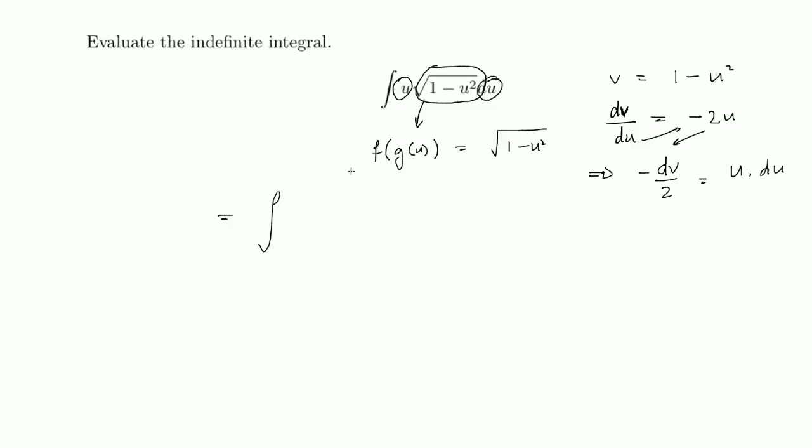We have the integral of the square root of v times the u du gets replaced by negative dv, so I'm going to put the negative out front, divided by 2. Right, this seems fairly easy to deal with. It's just negative half times the integral of v to the power of half dv.